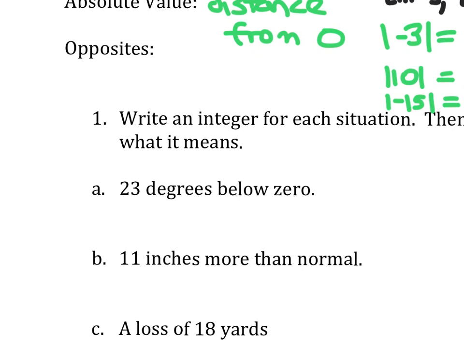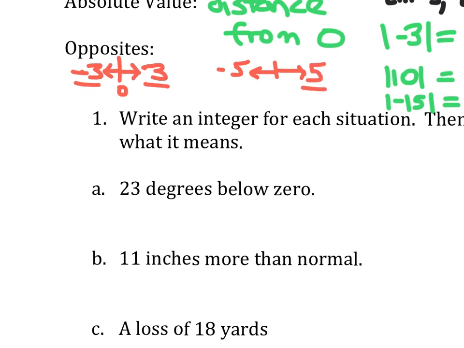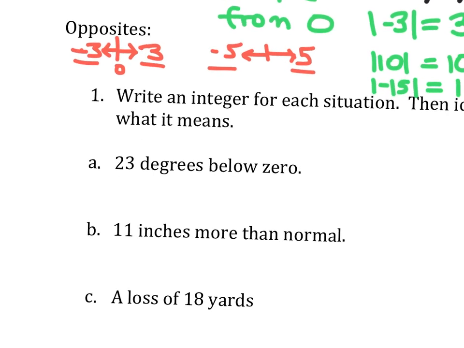Okay, lastly, opposites. Opposites are -3 and +3. We count opposites from 0. So if we go 3 up, the opposite would be 3 down. Say that I asked you to find the opposite of -5. Well, the opposite of -5 is up 5 from 0 or +5. So -3 and 3 are opposites. +5 and -5 are opposites.